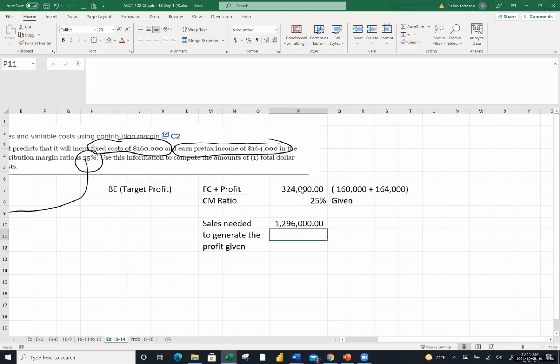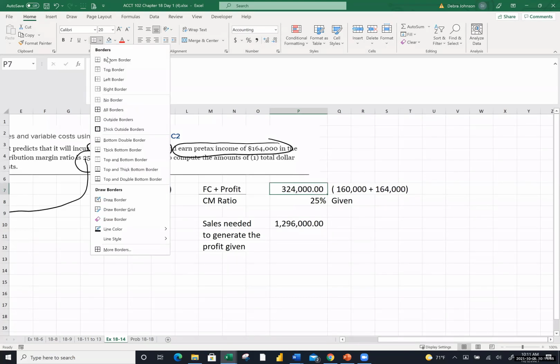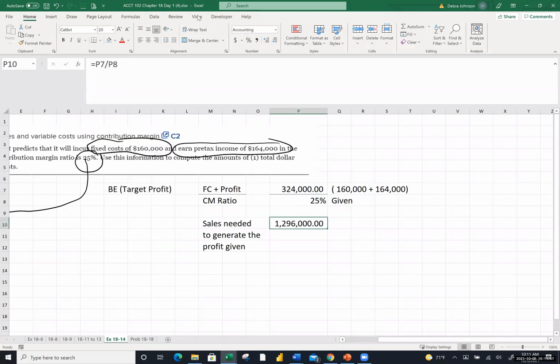You guys double check me because Eddie's not here. The sales needed to generate that level of specified profit is 1,296,000. And now they want an actual income statement. So that's easy enough to do. Questions on where that red number came from?